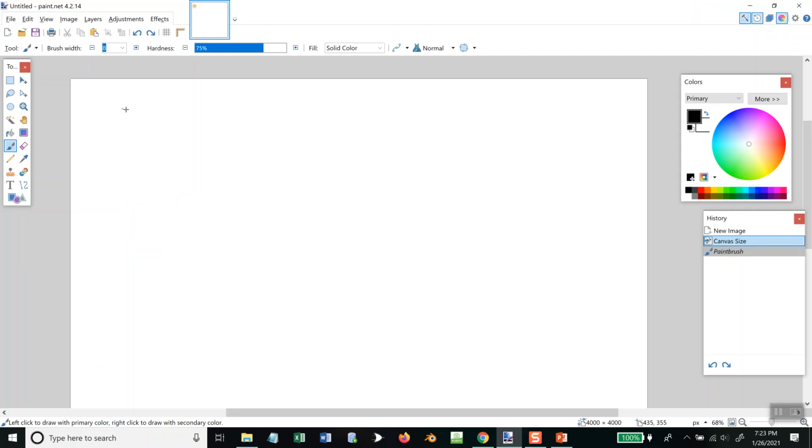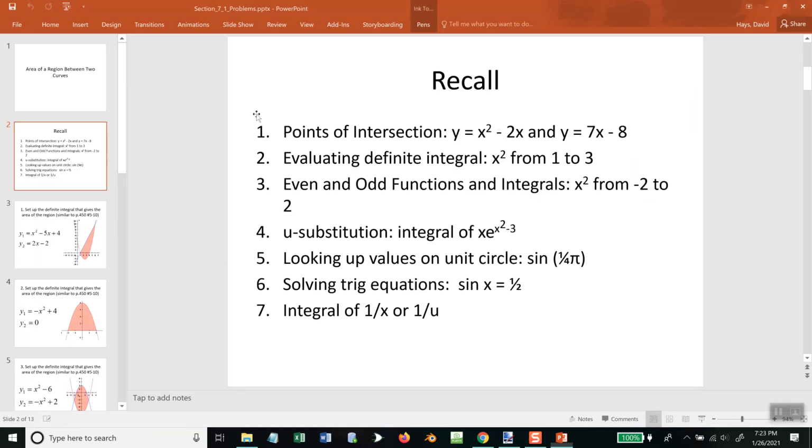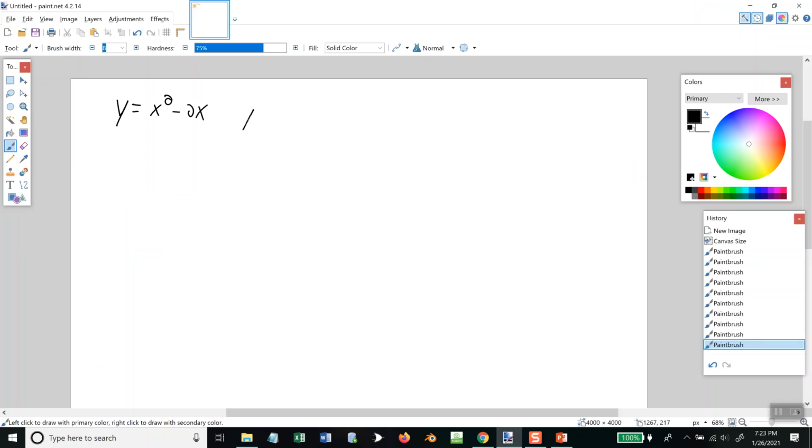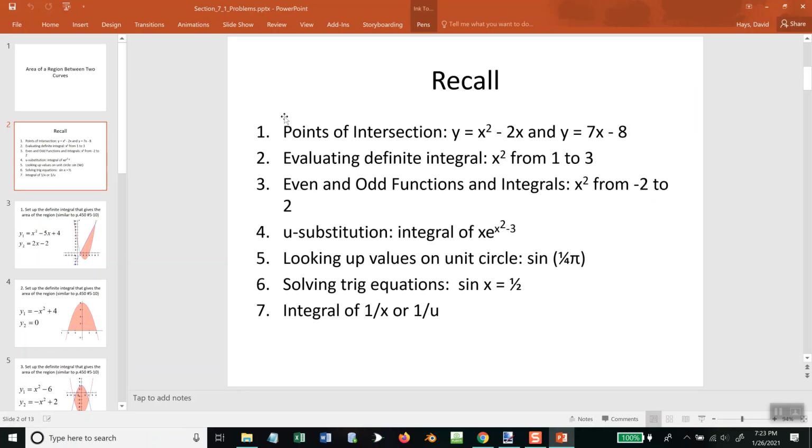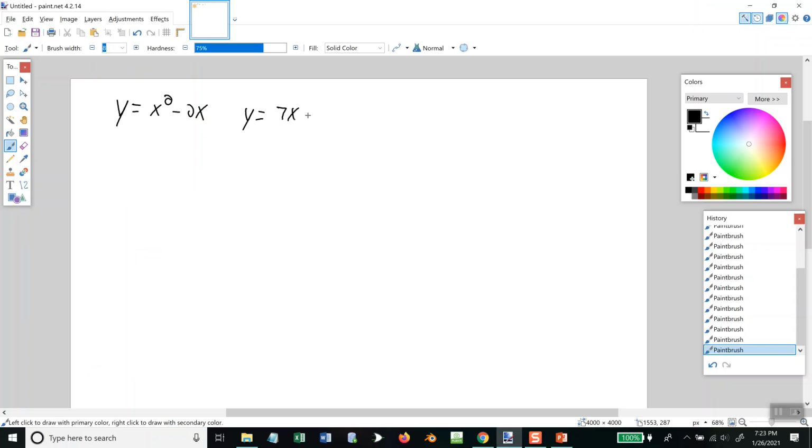Okay, so we have y equals x squared minus 2x, and y equal to 7x minus 8. Now, since they're both equal to y, I can set the right sides equal to each other. So I have x squared minus 2x is equal to 7x minus 8.